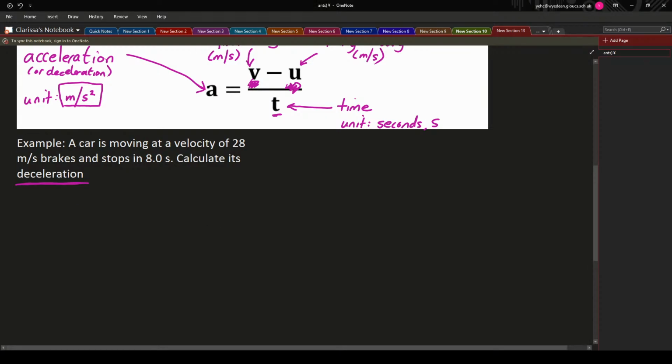A car is moving at a velocity of 28 meters per second. So when it says is moving at, that's probably the starting velocity, isn't it? So starting velocity equals 28 meters per second. Brakes and stops in 8 seconds. So time it took to stop was 8 seconds.